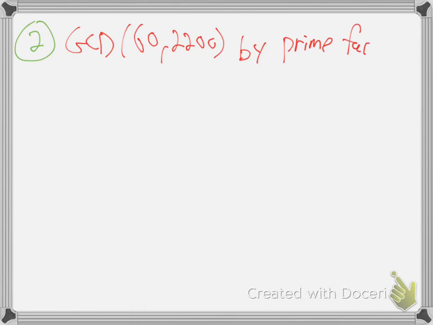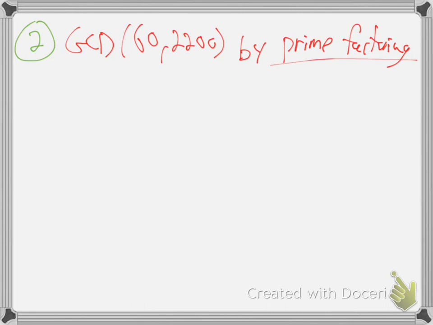find the GCD of 60 and 2200 by prime factoring. I'm going to run out of room on that word, so I'm going to abbreviate it. By prime factoring. So, this is a different method. I'm not going to list the sets. I'm not going to make that big array.